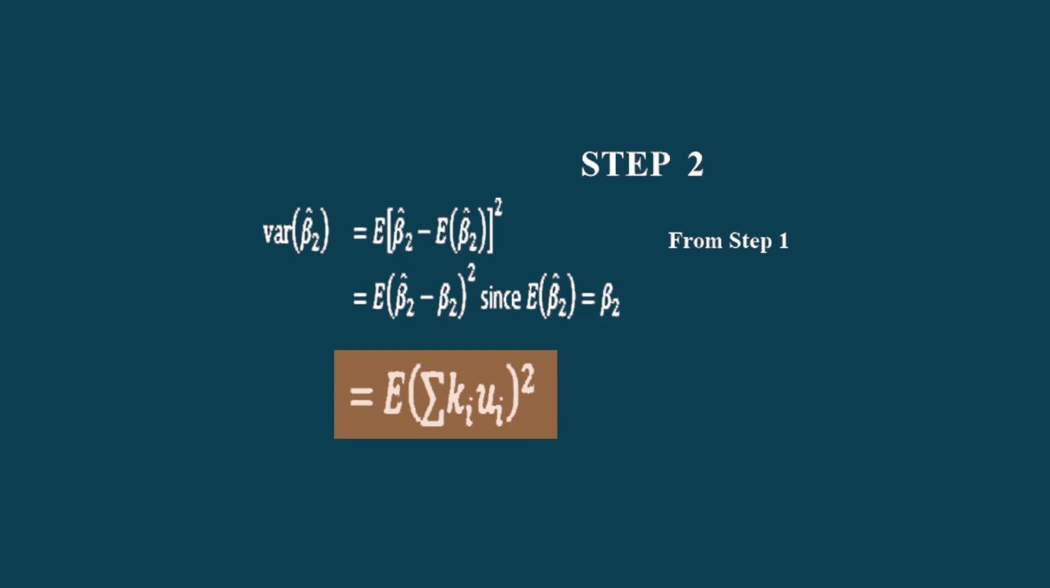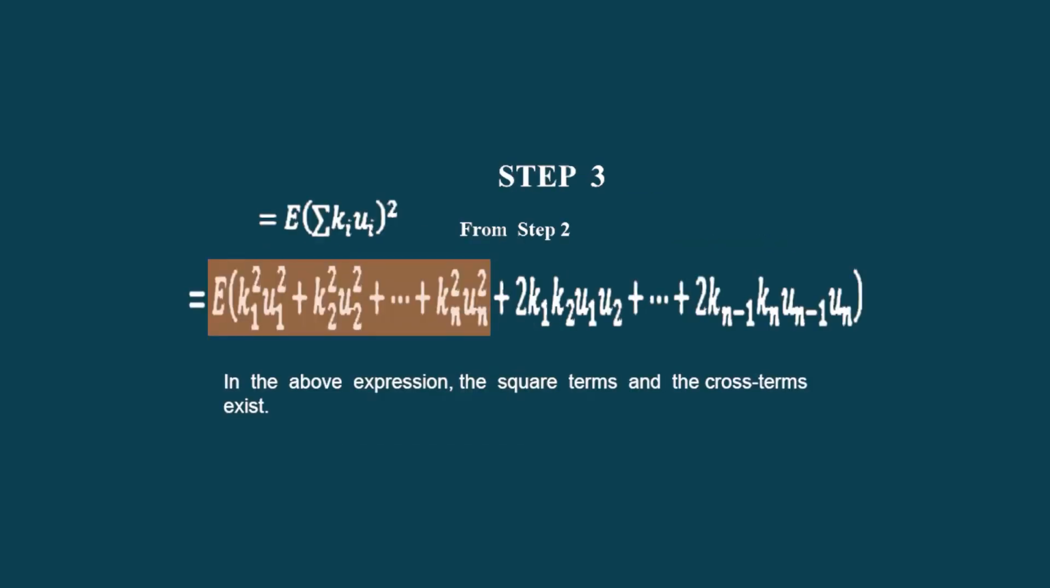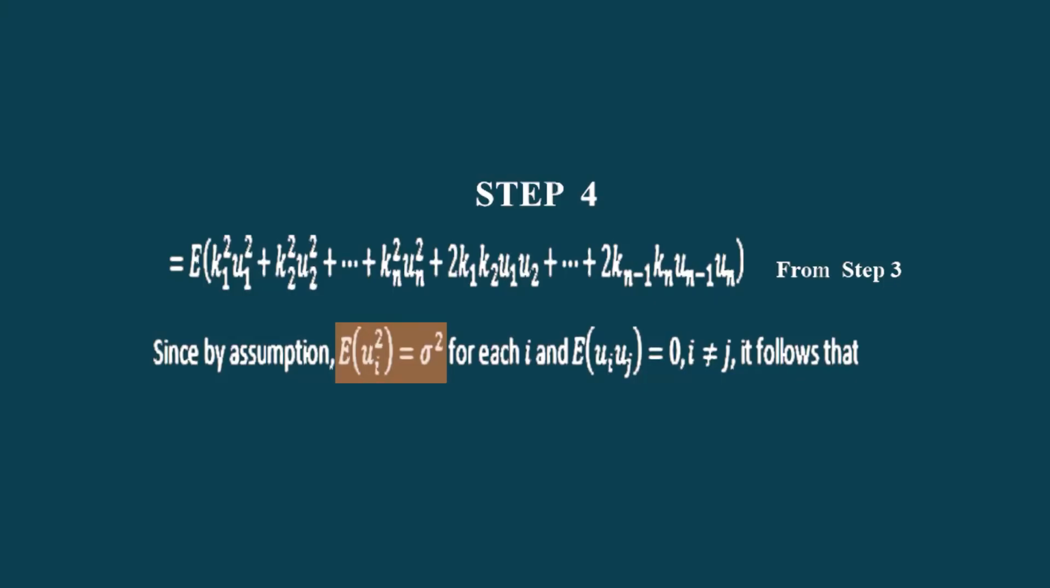And from there, if we just expand this term, after expansion we get the own terms as well as the cross terms. So that is how the variance of beta 2 hat is stated in this particular step. Now we move on to the next step, where we see that the expectation of ui square is sigma square as per the OLS assumption.